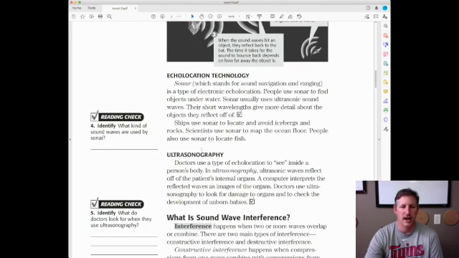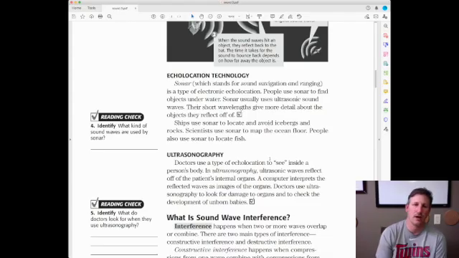Ultrasonography. Doctors can use a type of echolocation to see inside a person's body. In ultrasonography, ultrasonic waves reflect off patients' internal organs. A computer interprets the reflected waves as the image of the organs. Doctors use ultrasonography to look for damage to organs and to check the development of unborn babies.